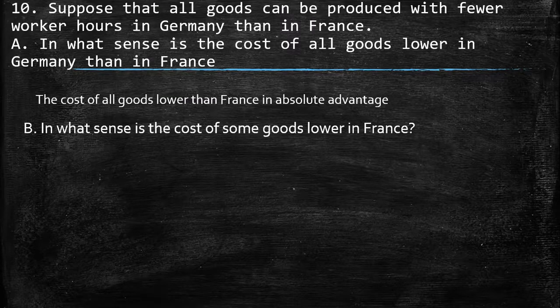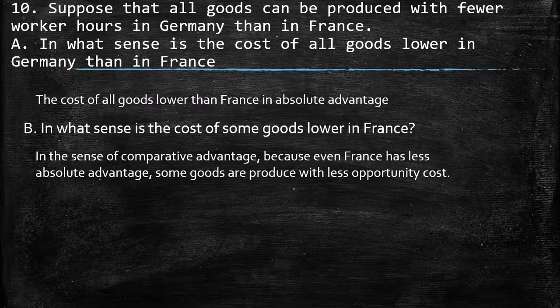In what sense is the cost of some goods lower in France? In this case we are talking more about comparative advantage, because even though France has less absolute advantage, some goods are produced with a lower opportunity cost. What does it mean? It means that in some goods they have a price lower than even the country which has a higher absolute advantage.